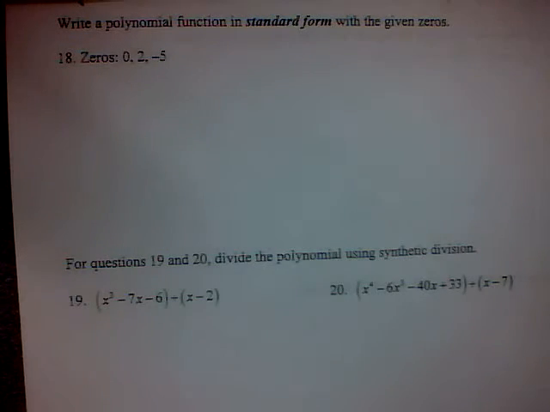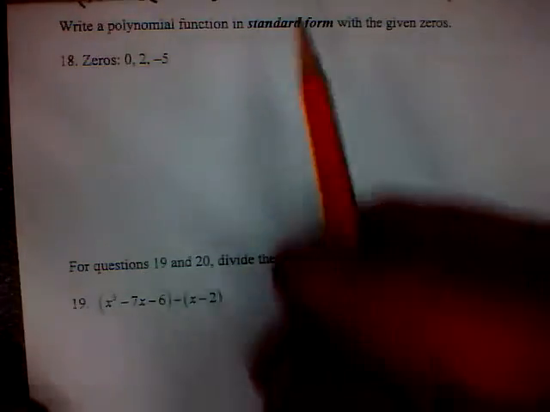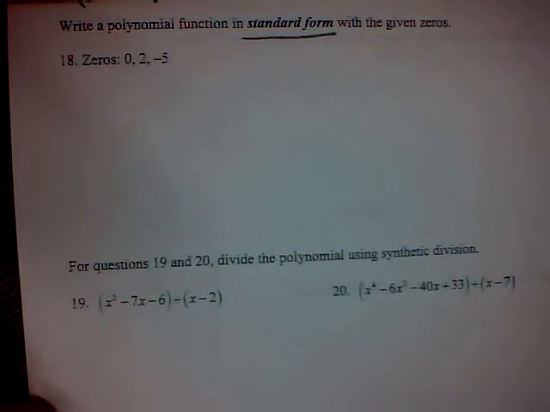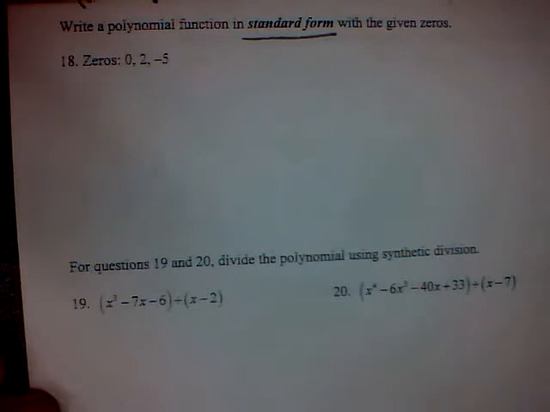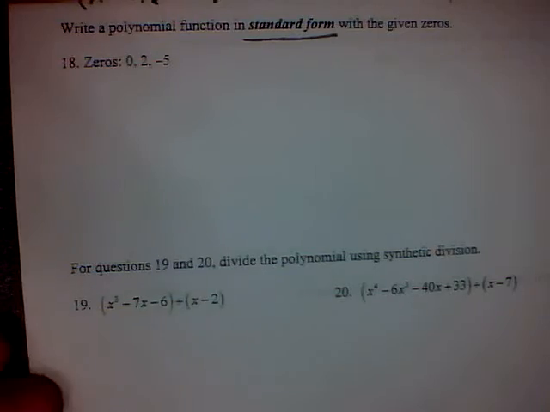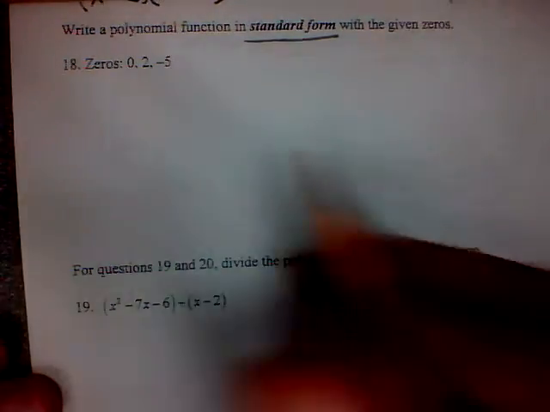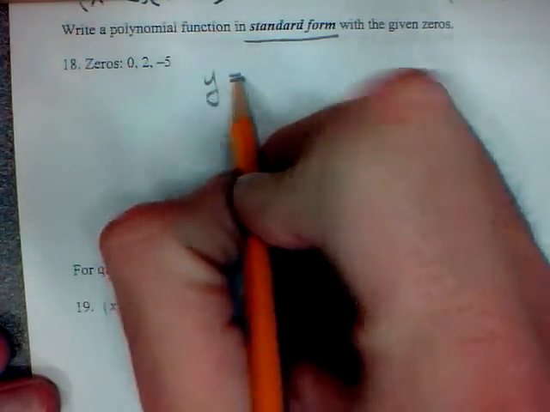Alright, on number 18, here we give you 3 zeros and we ask you to write the polynomial in standard form. So really the first thing you're going to want to do is quickly put this in a factored form, which should be quite easy for you. So you're going to kind of work backwards on this problem. You're going to have your y equals.